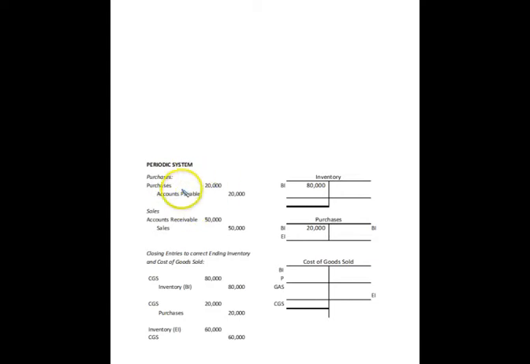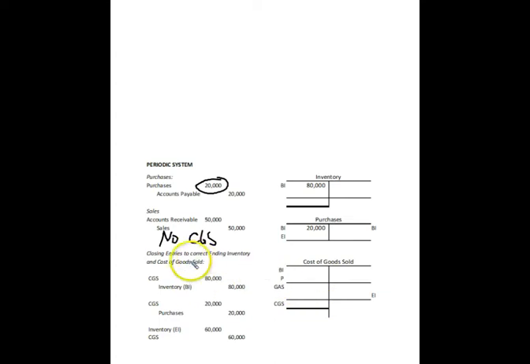Recall the periodic system, when there are purchases, those will go in the purchase account. So like this $20,000, it was recorded in purchases. And I also want to point out there was a beginning inventory of 80. Notice purchases does not go in it. When there was a sale, we record the sales revenue, but there's no journal entry for cost of goods sold. So notice nothing has been recorded in cost of goods sold at this point.